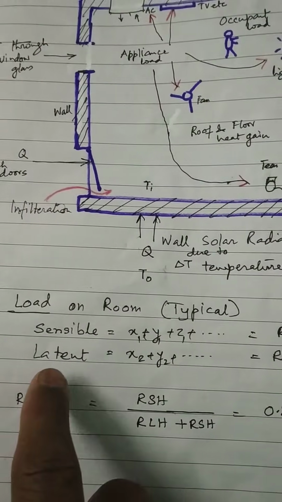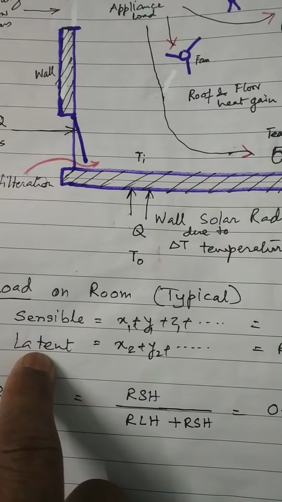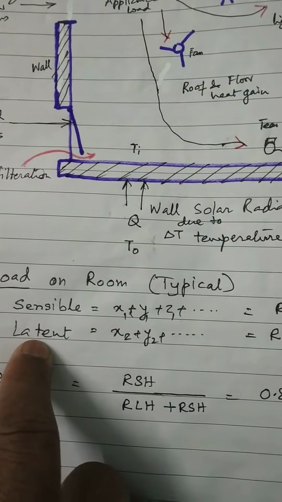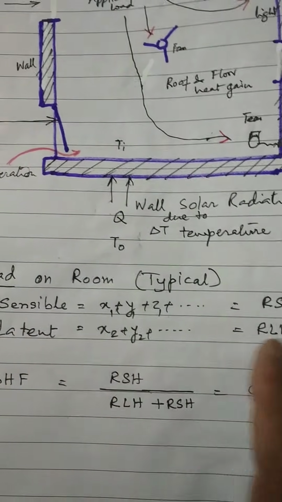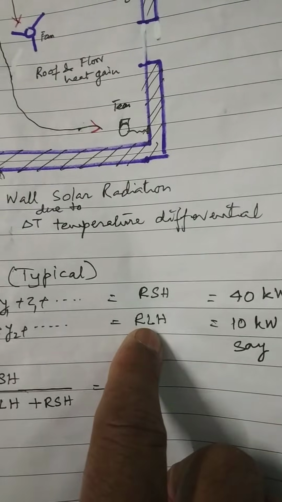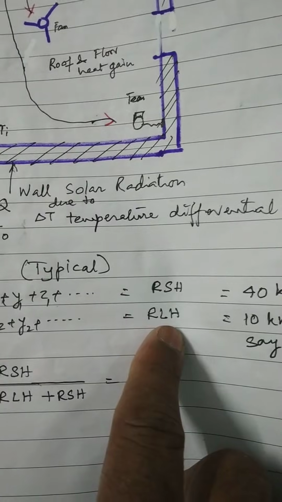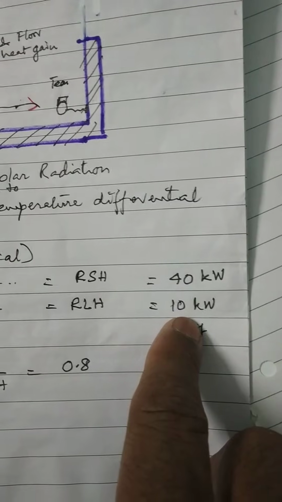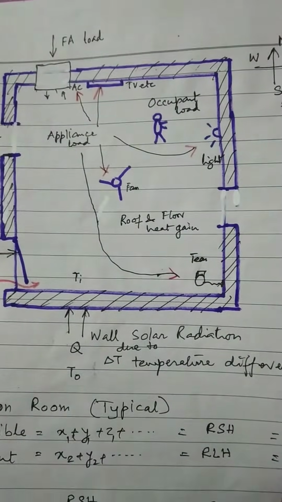So we can say there is a certain amount of latent load. The humidity load is known as latent load. Anything which is going to add into the humidity of the room will be known as latent room load. So let the latent room load be X2, Y2, Z2, and then it can be added to be room latent heat. So there is something called room sensible heat, there is something called room latent heat. Let us consider that room latent heat to be 10 kilowatt.